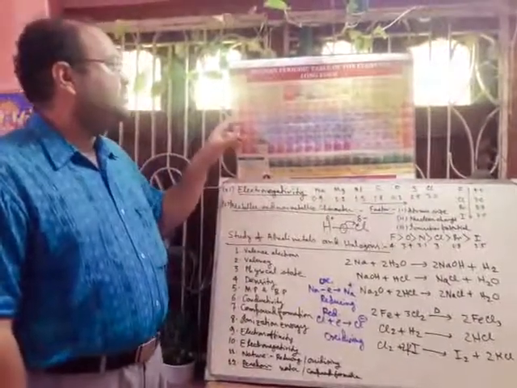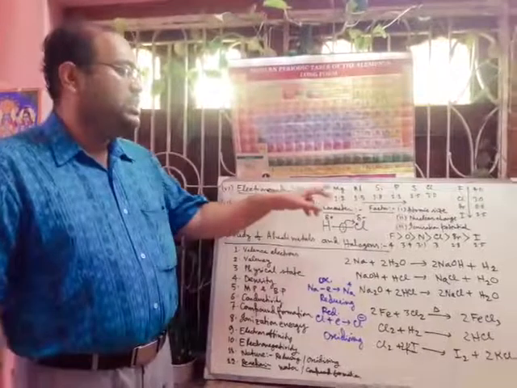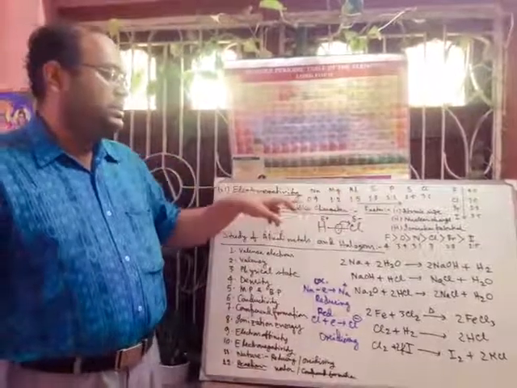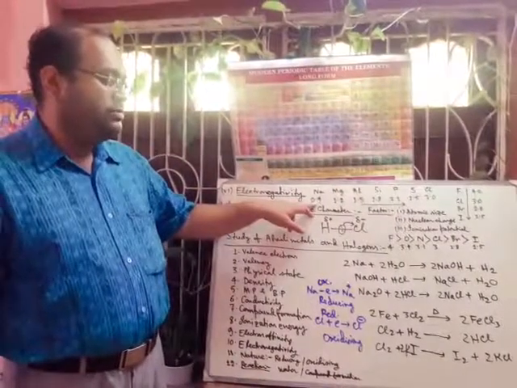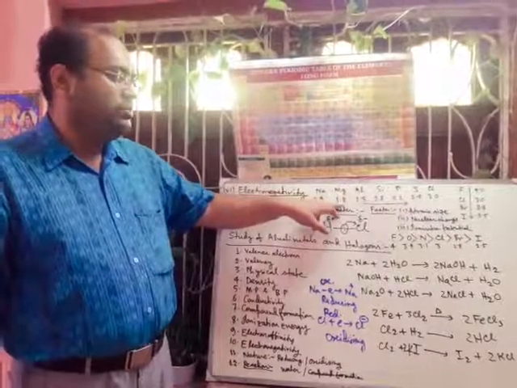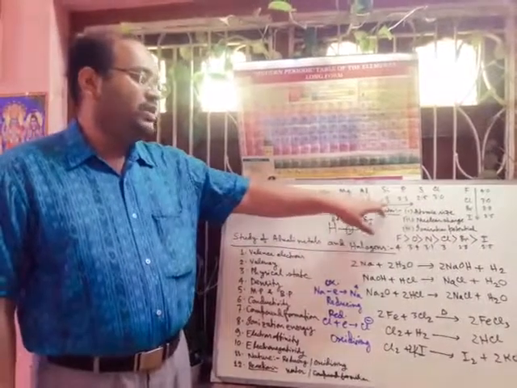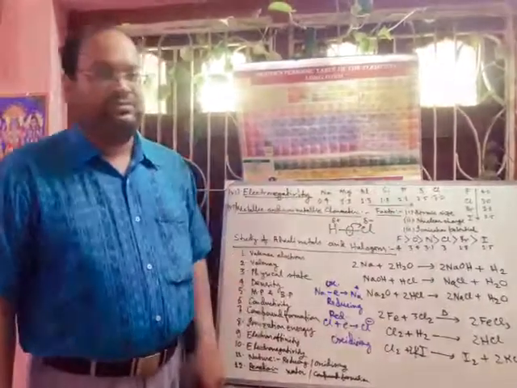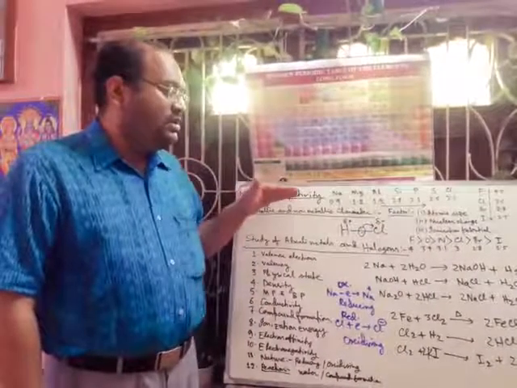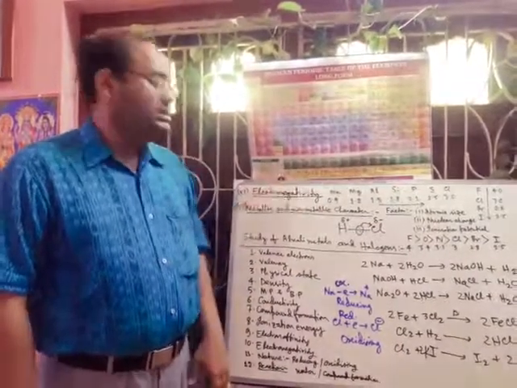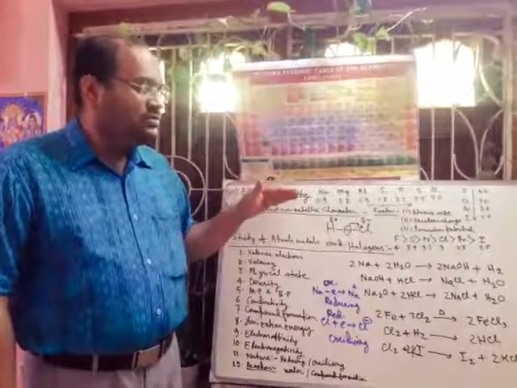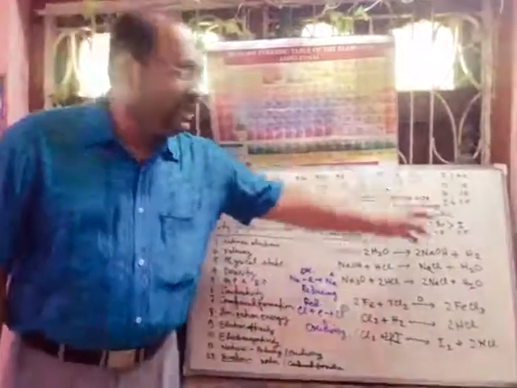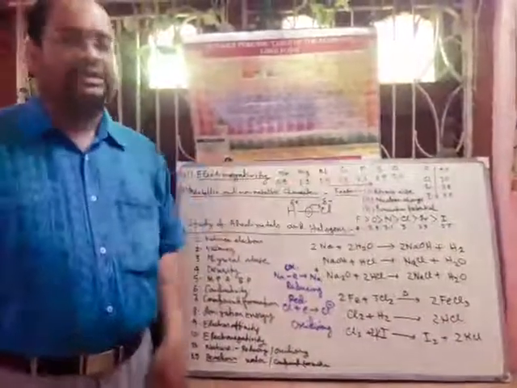Now if we take the example of third period elements like sodium, magnesium, aluminium, silicon, phosphorus, sulfur, chlorine, here the values are written. Sodium has 0.9 electronegative value, magnesium 1.2, aluminium 1.5, silicon 1.8, phosphorus 2.1, sulfur 2.5, chlorine 3. So on moving across a period from left to right, the electronegativity value increases. Now in a group, whenever we are going down, the electronegativity value decreases.